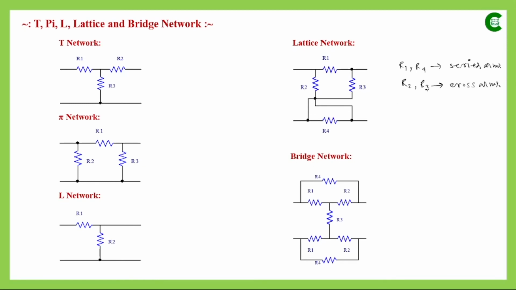Now the next type of network is the bridge network, where in a simple unbalanced T network, if the series arms are bridged by an impedance, or here it is a resistance, then it will form a bridge network. That type of network will be called a bridge network, and this is unbalanced. Now if we have a similar type of structure on the other side, then that will be referred to as a balanced bridge network.